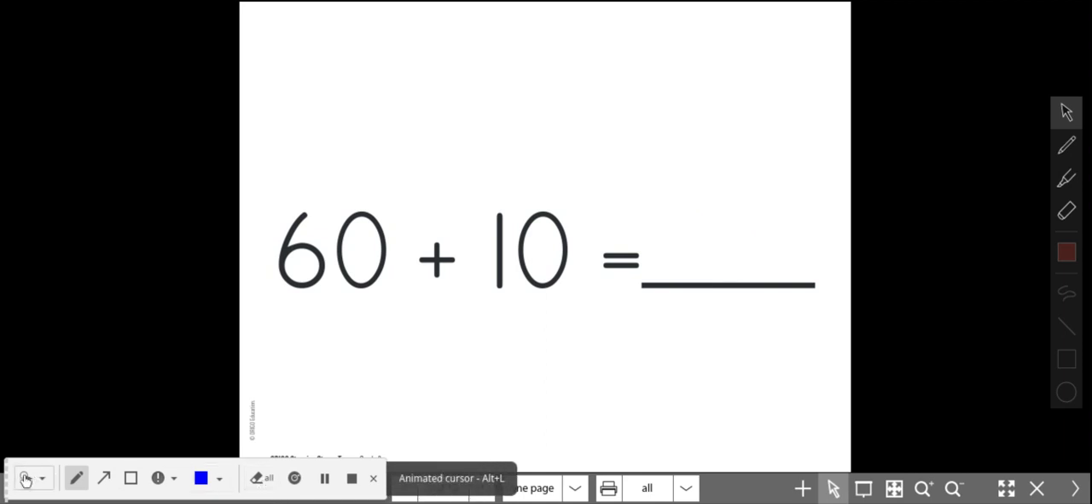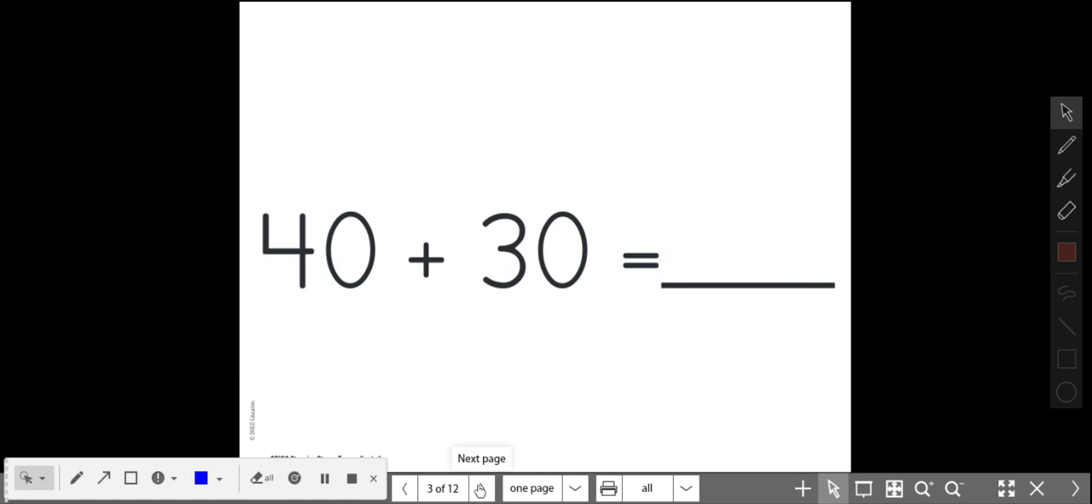Let's look at another one. 40 plus 30. Well, again, I know that 4 plus 3 equals 7, and 0 plus 0, I just need to bring that over. It's still 0. Let's look at some more.